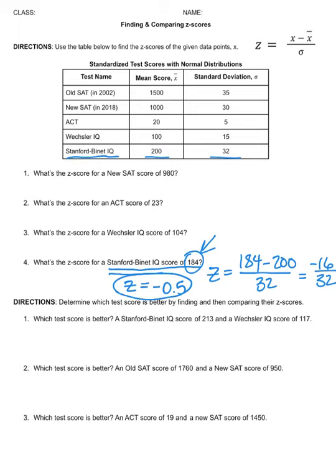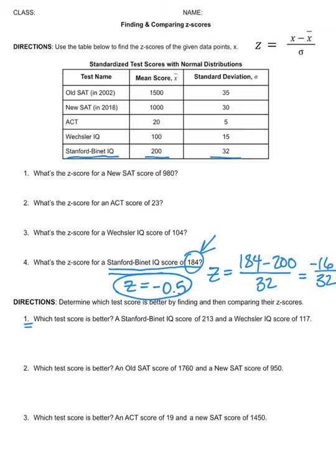And the reason we care about z-scores is because it allows us to compare 2 different things that are measured on different scales. So let's use part of what we were just doing, and let's do number 1 on the bottom. The directions here say determine which test score is better by finding and then comparing their z-scores. So remember, a negative z-score means the person scored below average. A positive z-score means they scored above average. So the bigger the number of the z-score, the better the score.